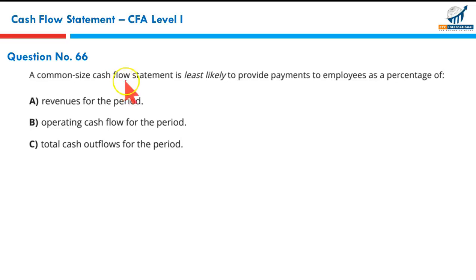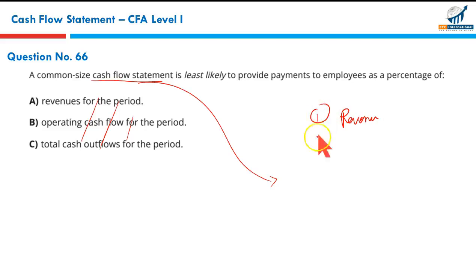Next, a common size cash flow statement. Forget about what the options are. Common size cash flow statements have just two alternatives or two formats. Either we express the common size cash flow statement as a percentage of revenue. This is the first allowed alternative. And the second one, every outflow as a percentage of total outflow and every inflow as a percentage of total inflow. These are the two methods we use in the common size cash flow statement.